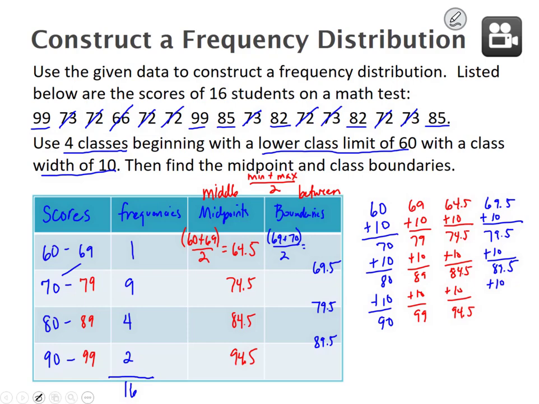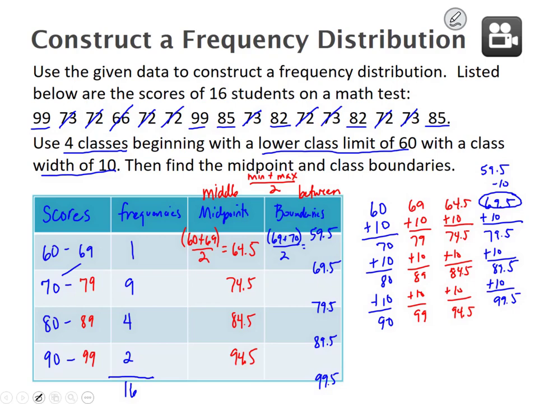So if you keep adding 10, we get 99.5. Even though that's higher than all the data that we have listed, it still follows the pattern and would be the upper boundary of the fourth class. And then we actually need to go back to the 69.5 at the top and subtract 10 to get 59.5 as the lowest boundary for the first class. So even though there are only 4 classes, we end up with 5 boundary numbers, and each class has 2 boundaries.